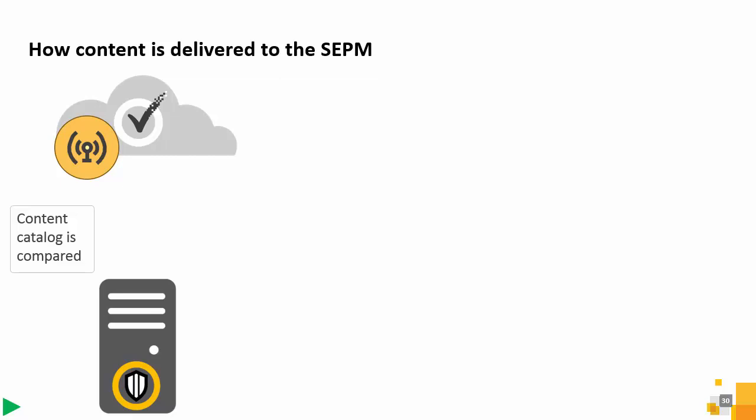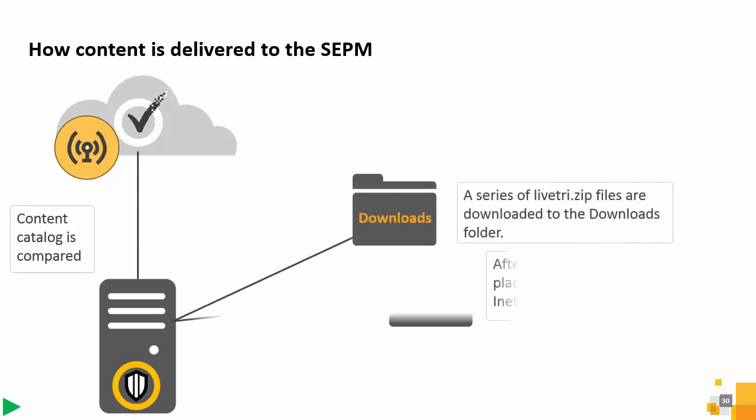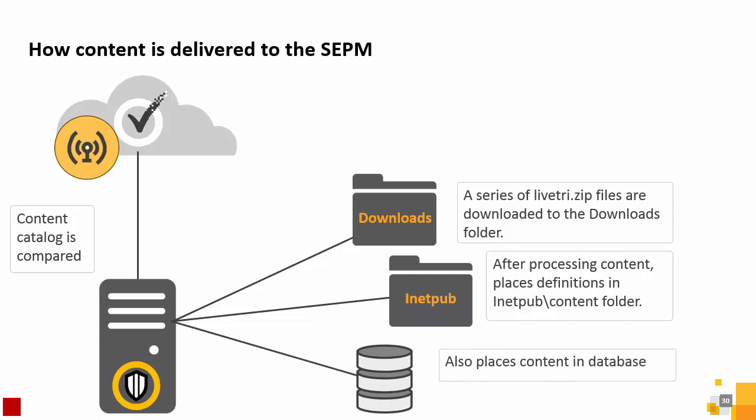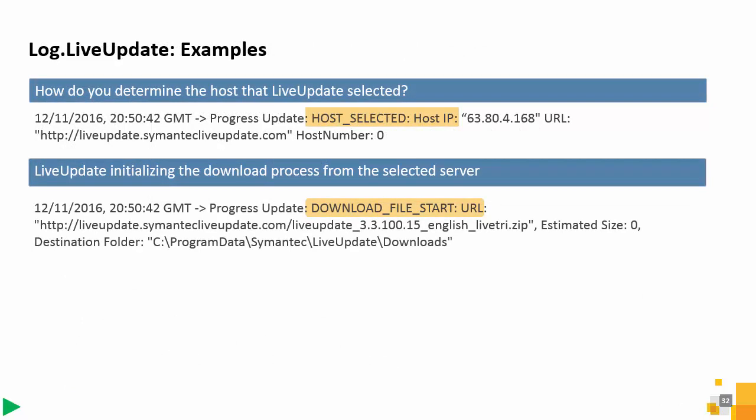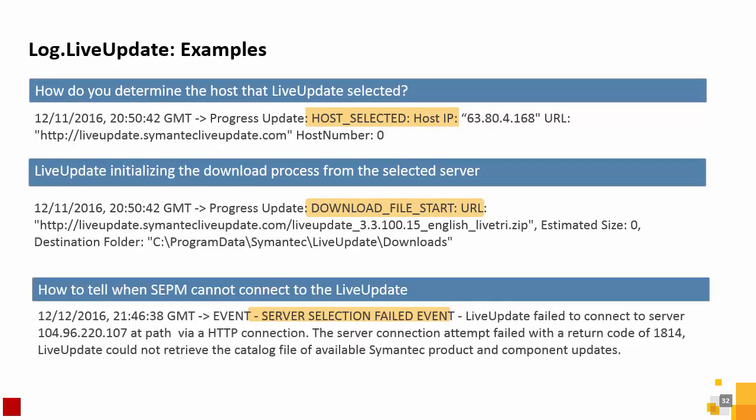This slide shows you how content is downloaded to the SEPM for distribution to SEP clients. When monitoring activity in the live update and SEPM logs, reference the logs listed on the slide. SEPM Live Update uses log.liveupdate and records download activity. Apache Tomcat uses scsm.lu.log, scm-server-x.log, and delta content task.log to record when new definitions are saved to the database. This slide shows example live update log entries.